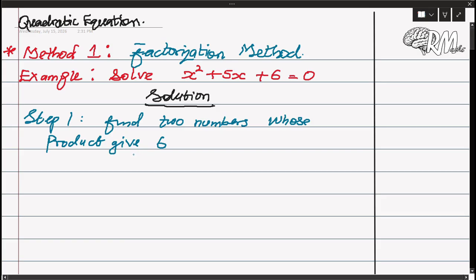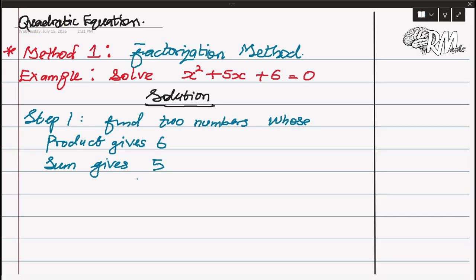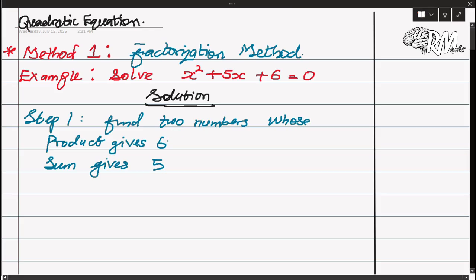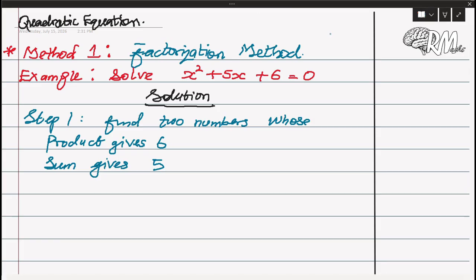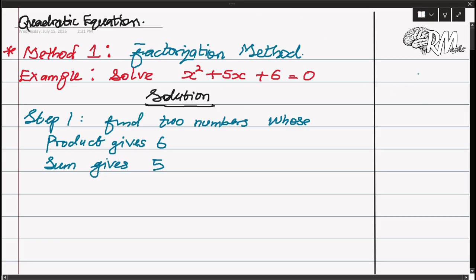It means when we find these 2 numbers, the multiplication of these 2 numbers gives us 6, and also whose sum gives 5. Now we're also going to use that same 2 numbers. When we sum them up, it should give us 5. So we're going to find 2 numbers whose product gives us 6, and when we sum them, it will give us 5.